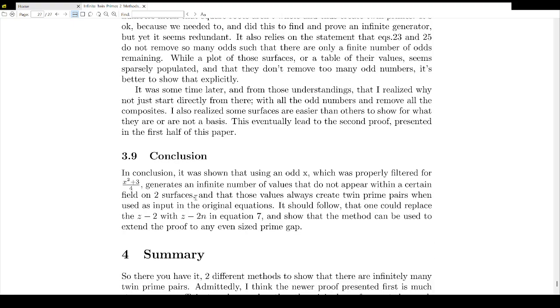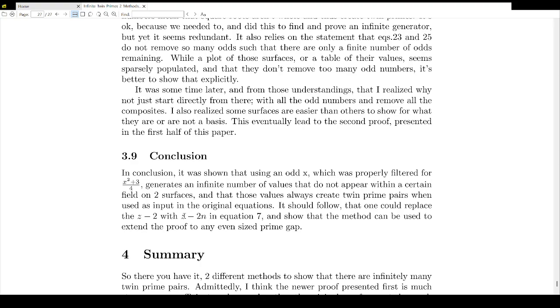But its conclusion is showing that using an odd x, which was properly filtered for that x squared plus 3, so odd x that aren't of those two square root forms, plugging it into here will not only give you a prime itself, but then that prime will prove that there's infinite twins, because there's an infinite number of those, and those are numbers that aren't on the surface, or generate numbers that aren't on the surface. And these values always create twin pairs when used as input to the original equations.